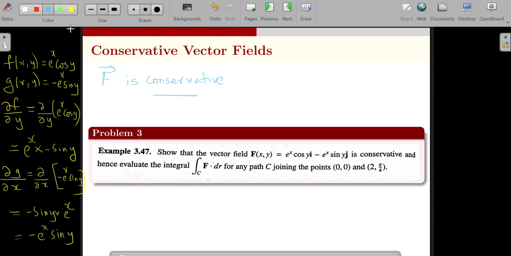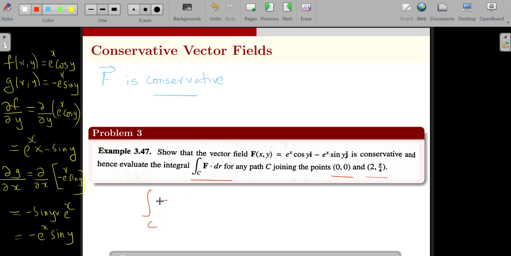Now we are asked to evaluate the line integral over C of F dot dr. In fact, the line integral over C of F dot dr is the work done to move a particle from the point (0, 0) to (π/2, 0) along a path C. But since F is a conservative vector field, we know that this particular work done depends only on the endpoints, that is only on (0, 0) and the final point.